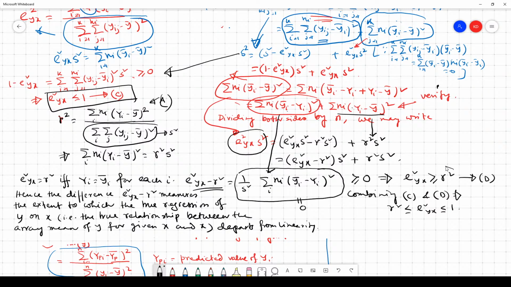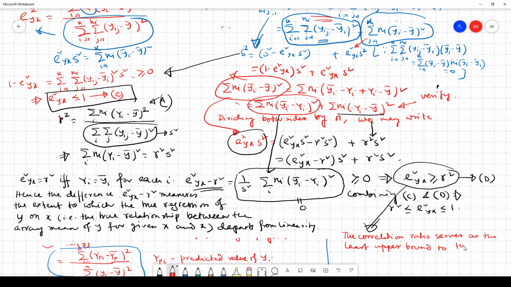So from this we can conclude that the correlation ratio serves as the least upper bound to the numerical value of the correlation coefficient, or correlation index.